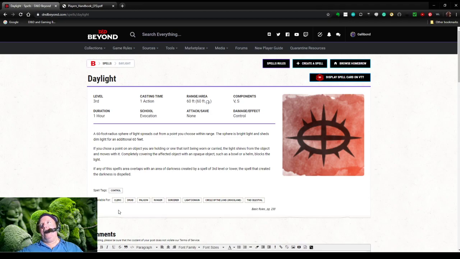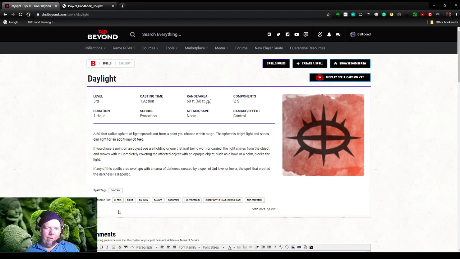So it gives you an effective 120, well, actually 60 and 60, so 120. Yeah, effectively it lights up a 240-foot area. So it's a pretty large light. Now, if you choose a point on an object you are holding or one that isn't being worn or carried, the light shines from that object and moves with it.